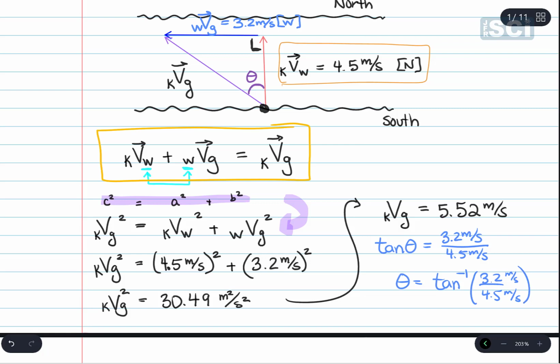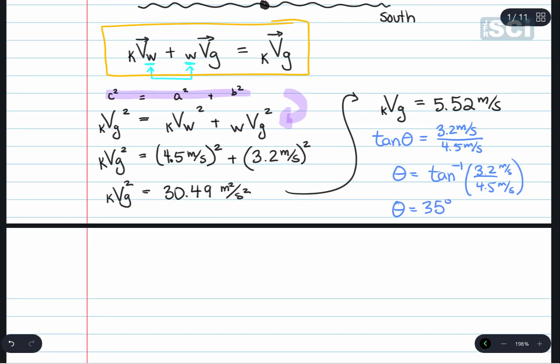I end up getting a number. Let's find out what that number is. So I'm going to type 3.2 divided by 4.5. Inverse tangent of that answer, I end up getting about 35 degrees. So my angle is 35 degrees.